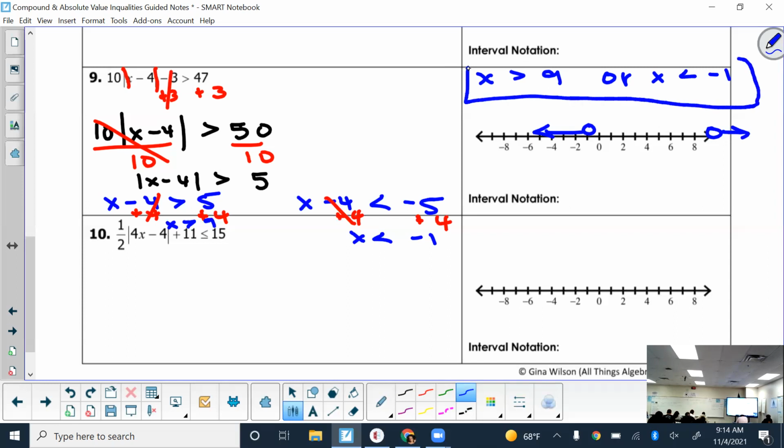All right, hopefully while you were waiting for us to go over it, you started the practice. If not, then start it now. You can knock out a few problems, and it's a mix of regular, compound, and absolute value.